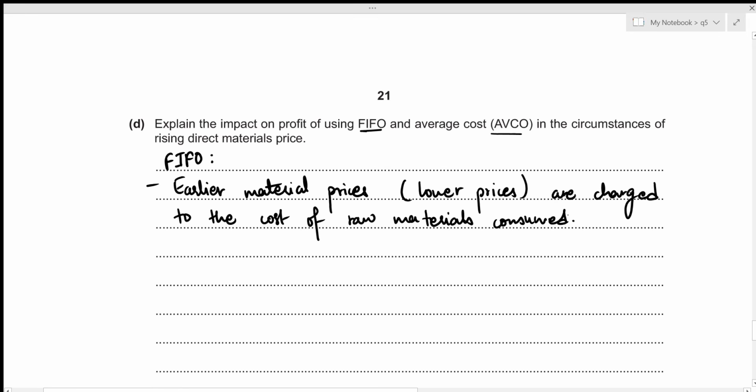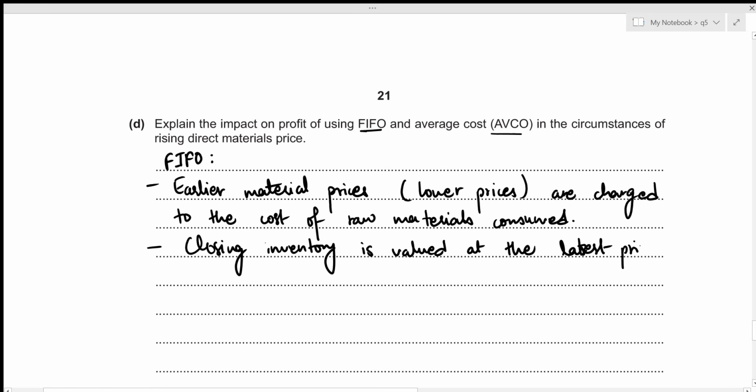But we also know that the closing inventory will be valued at the latest price, which will be higher. Let's write it down. Closing inventory is valued at the latest prices, and these latest prices are higher, right? So that's higher prices.